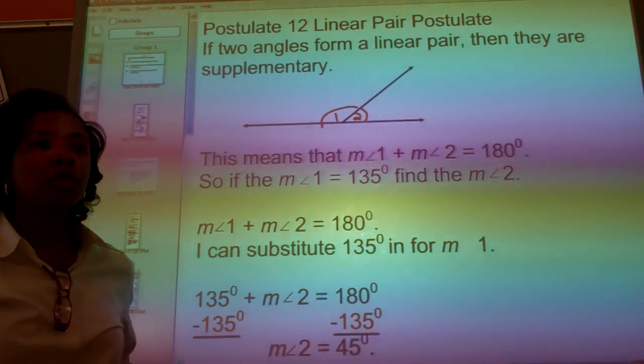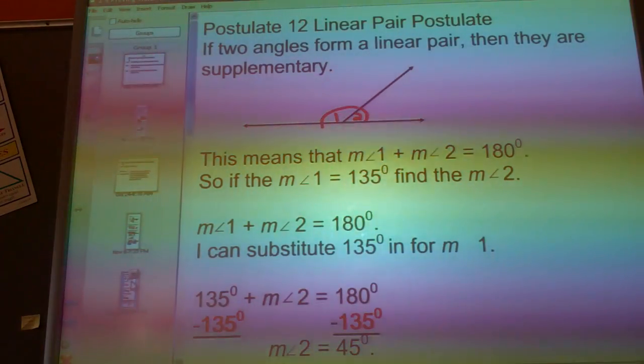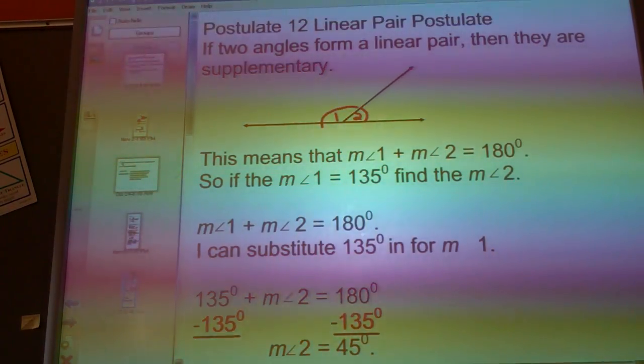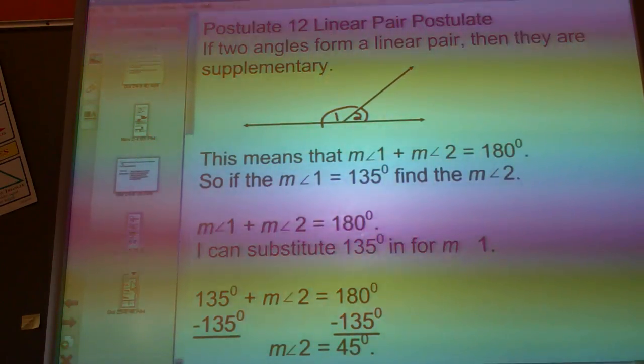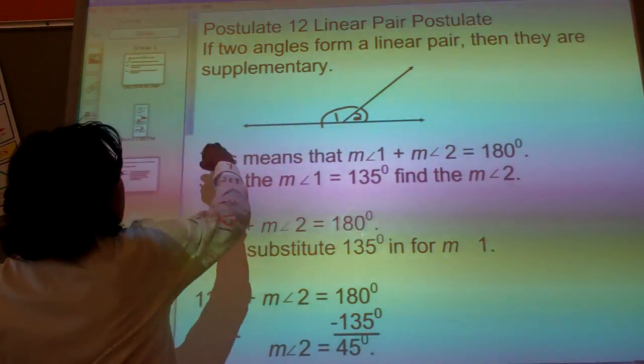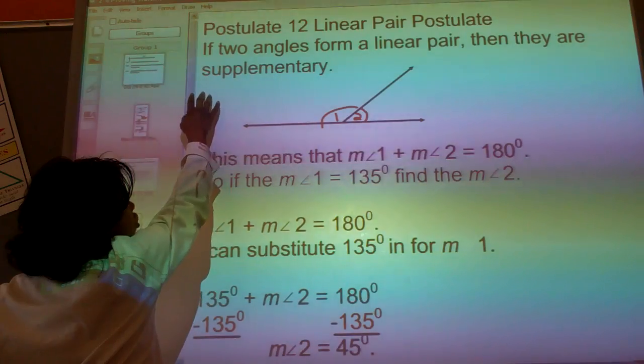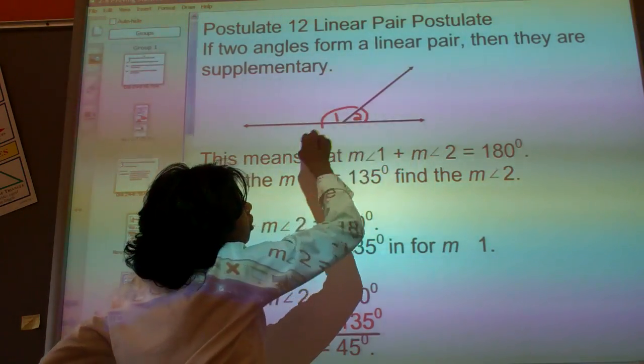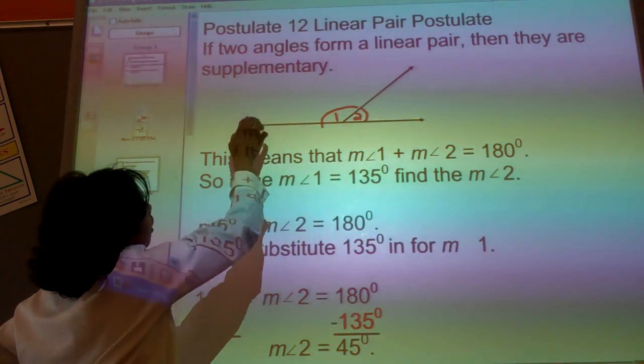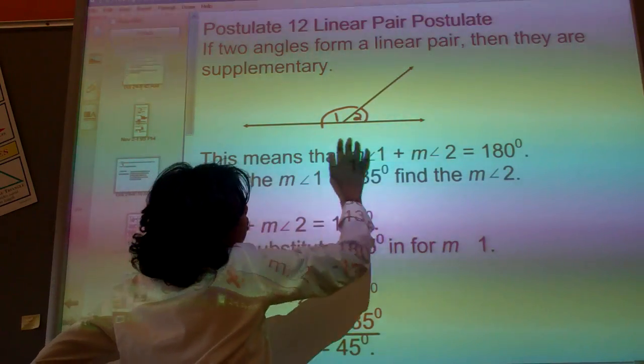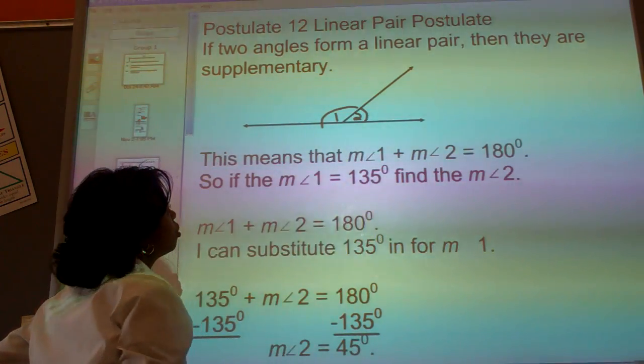Alright, we're going to continue. Just a quick review. Postulate 12 is the linear pair postulate. We discussed this in the last video. Remember again that postulate 12, the linear pair postulate, says that if two angles form a linear pair, then they are supplementary. So here we have a diagram drawn with angles 1 and 2.